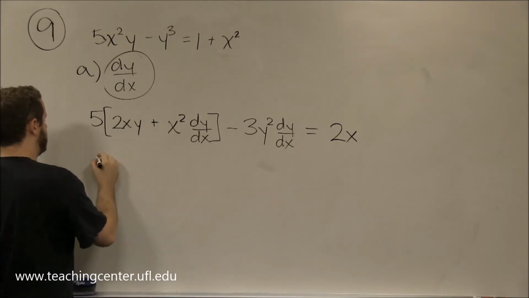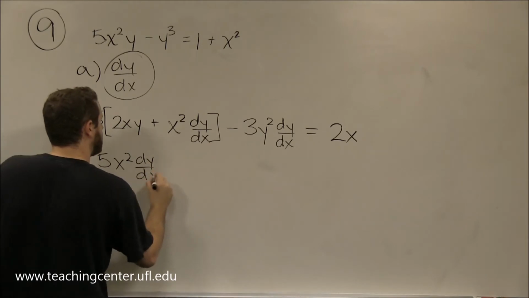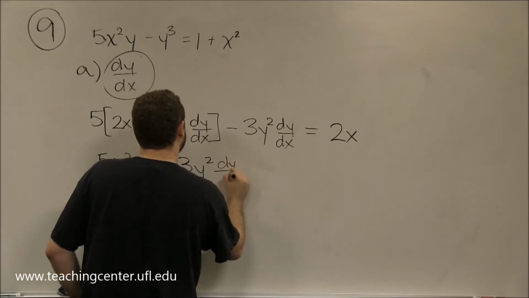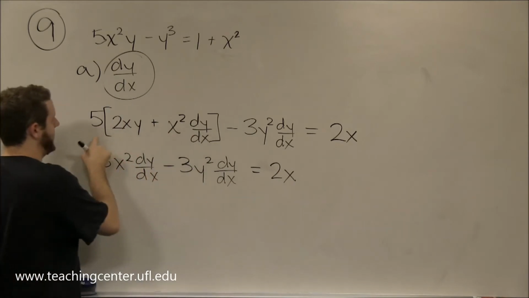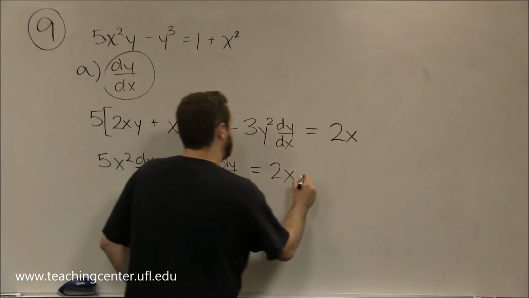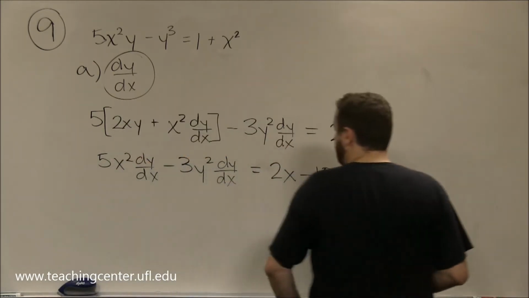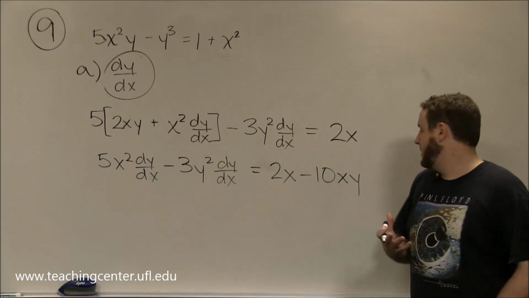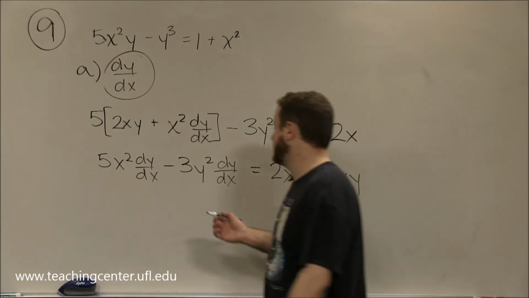So the left side is going to be 5x squared dy dx minus 3y squared dy dx. That equals 2x. We have this 2x, and we're going to subtract this term over because it didn't have any dy dx in it. And this term was 10xy. Okay, so now we have an equation where the dy dx's are on the same side. This is just how you would do any algebra equation of this form. We're going to factor out dy dx and then divide by everything else.